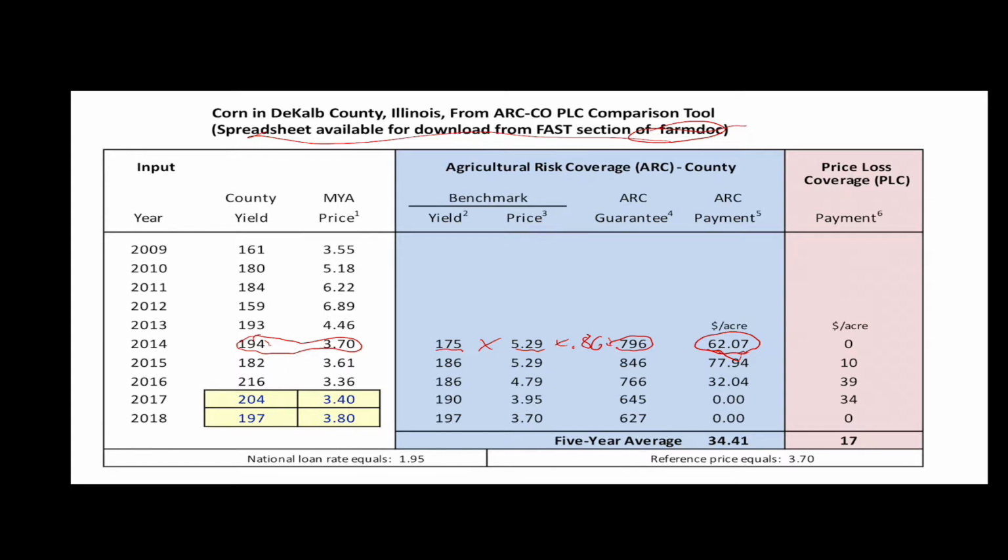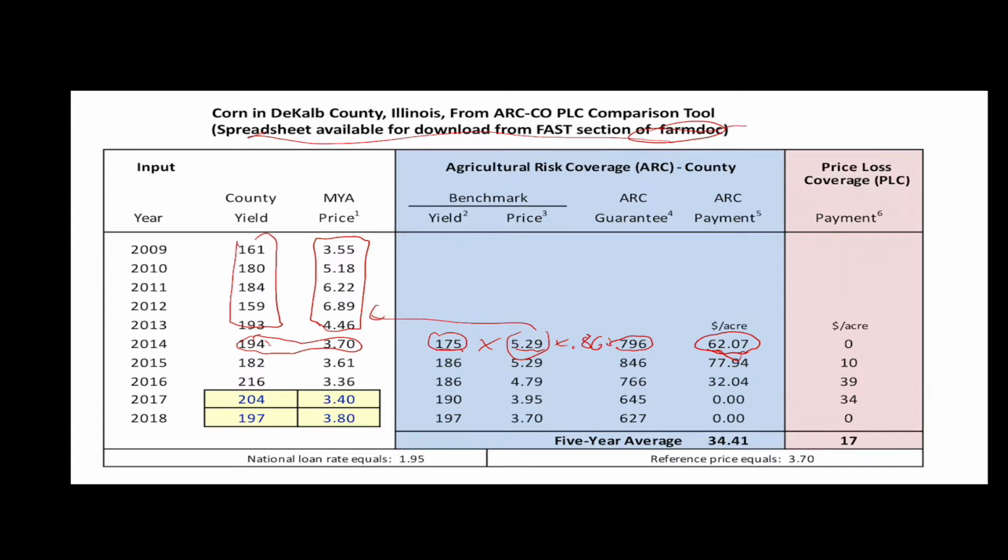The benchmark yield is a 5-year average of the 5 previous yields, an Olympic average throwing out the high and the low. Benchmark price is an Olympic average of the 5 previous prices. And those 5 previous prices, again, it's an Olympic average.